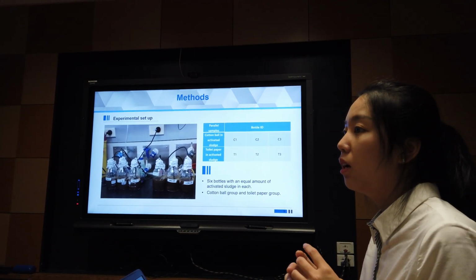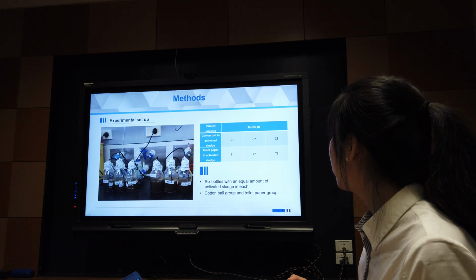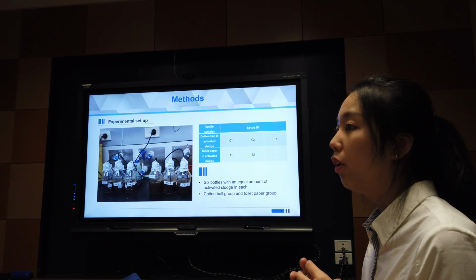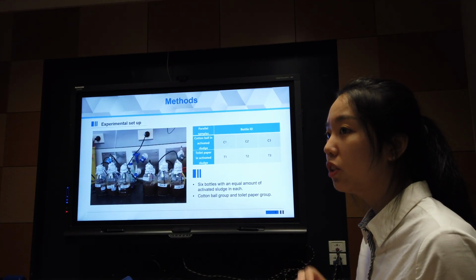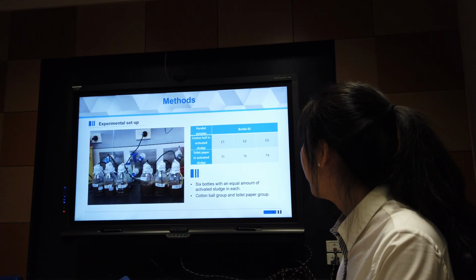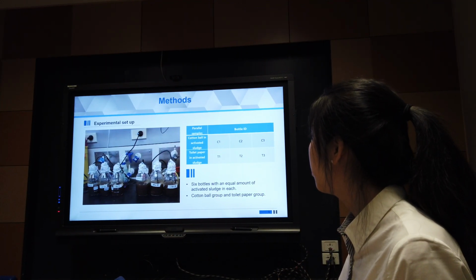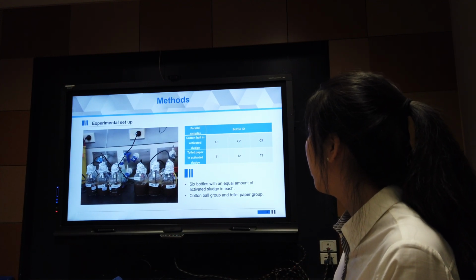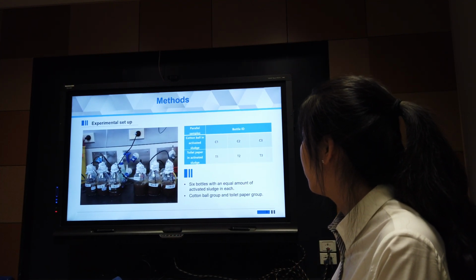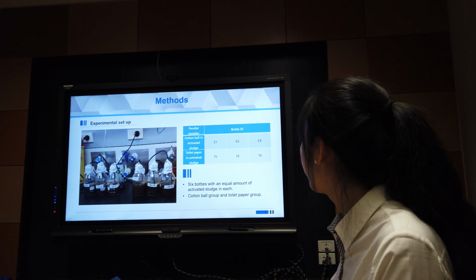We smash the toilet paper and the cotton wool ball into small balls and place the 4 corresponding balls in each of the bottles. Then we put the rubber tube used for aeration into the bottle and plug the bottle with cotton wool.